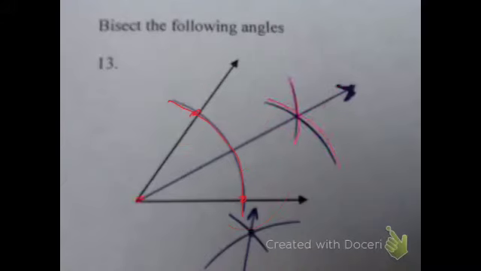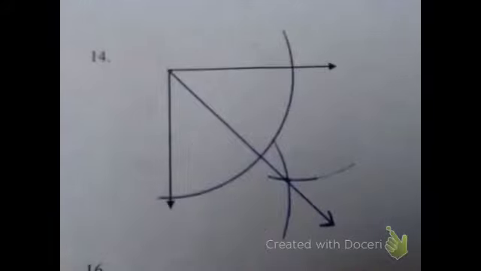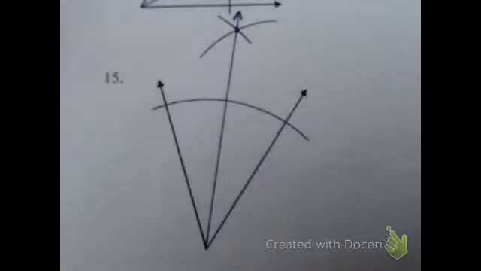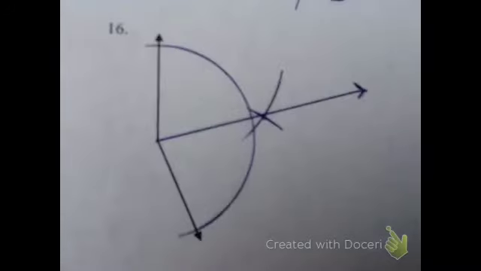And you finish it out by drawing a ray from your vertex through that line of the two arcs you just made. And that line is the angle bisector. 14 looks like that. Same steps. 15, same steps. Notice how my points are clear out there. That's okay. On 16, that's what it is.